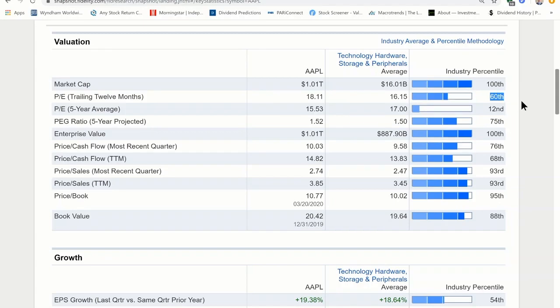Now that you understand what the PE ratio is, can calculate it yourself, can interpret it, and know where to find it, you are ready to take the next step in your investing journey.